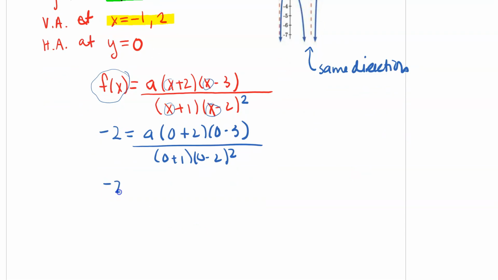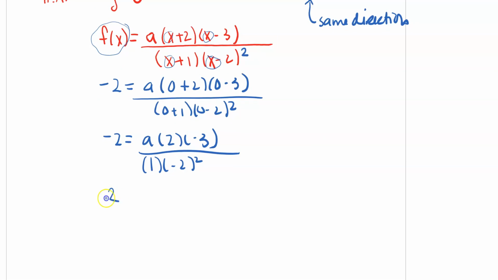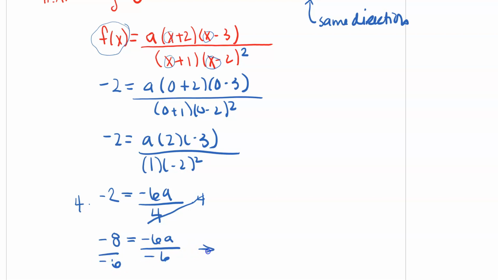I'm going to simplify and solve. I have a 2 and a -3 on top, a 1 and a -2 squared on bottom. Let's do some arithmetic. That gives me -2 equal to -6a over -2 squared, which is 4. Then I'm going to solve for a. I'll multiply both sides by 4, which gives me -8 equal to -6a, and divide by -6. Reducing, that would be 4 over 3 as our a.